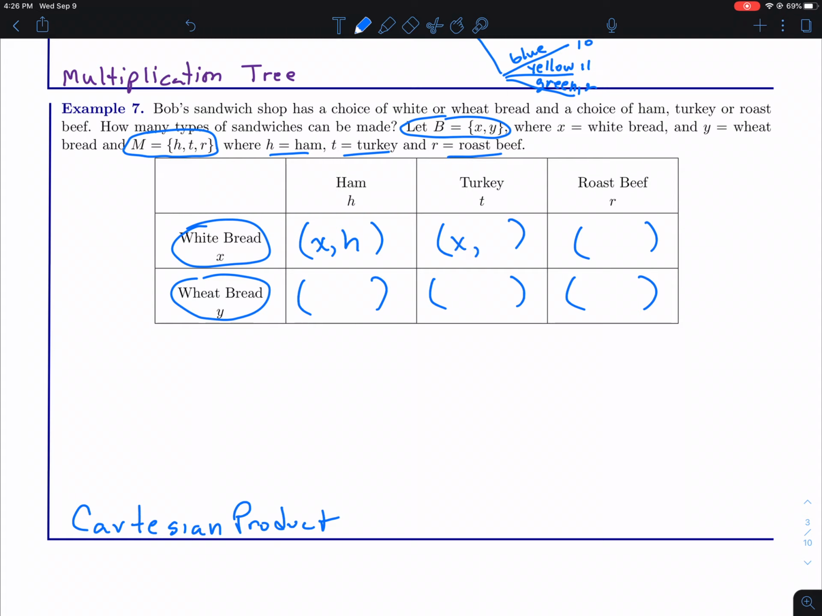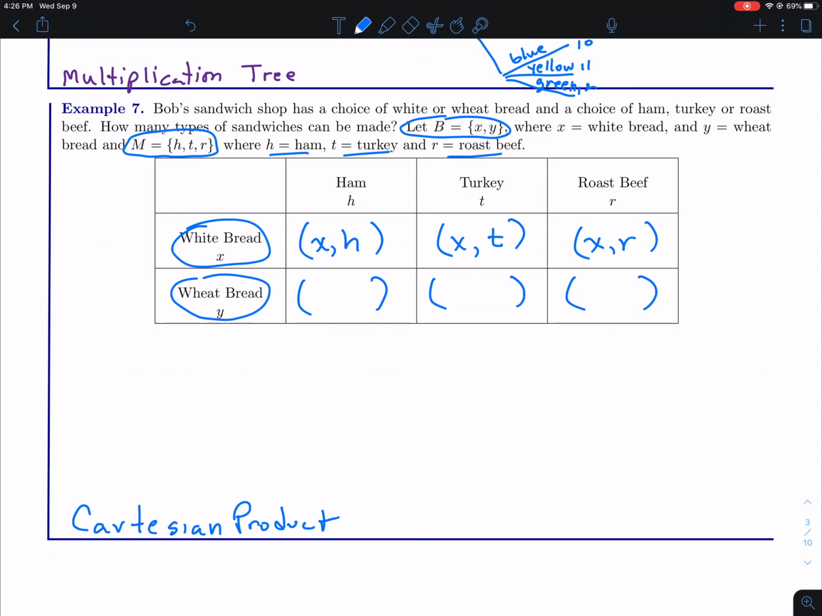So again, I'm going to get my X in the front. Since we're in the turkey column, that'll give me a T as my second ordered pair. So again, what that X comma T means in words is I've got a turkey sandwich on white bread. So now again, let's finish off the white bread. So we'll get X comma R. So again, that means we've got a roast beef on white.